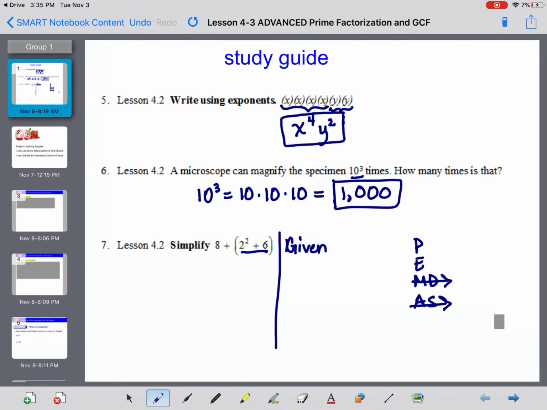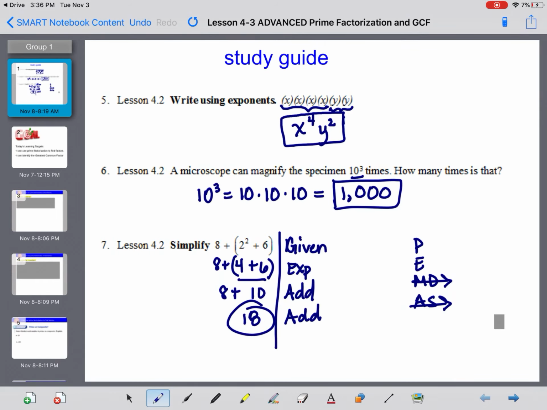The first thing that I need to do is simplify the parentheses. Inside this parentheses, I use the order of operations, which means I need to simplify the exponent first. 2 to the 2nd power is 4, plus 6. Notice the parentheses do not go away. Then I simplify what is in parentheses. 4 plus 6 is 10. And now the parentheses don't mean anything, so that can go away. Then 8 plus 10 is 18.